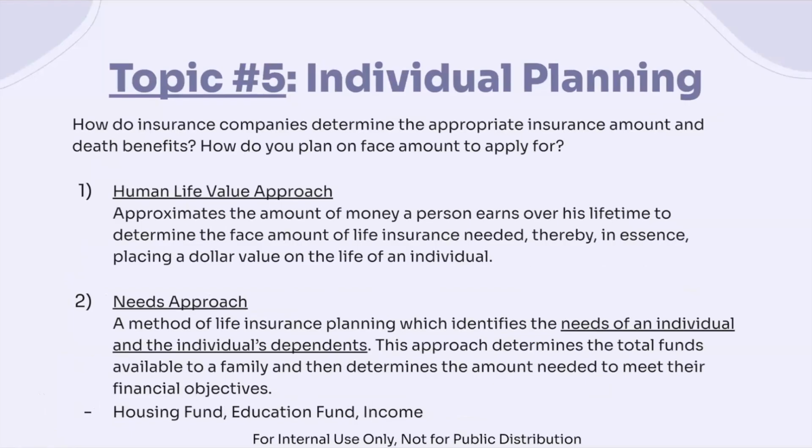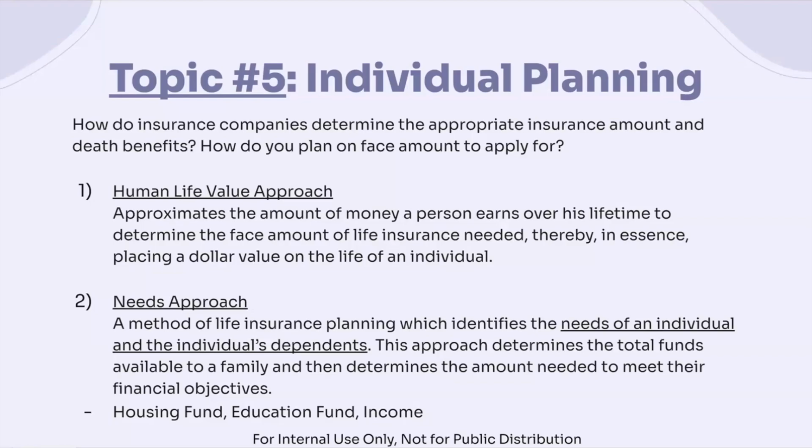And so individual planning is important because of one thing: how do we determine the appropriate insurance amount, the death benefits, the face value? The first approach is the human life value approach. We approximate the money that a person has earned over his or her lifetime to determine the face amount of insurance needed. So if you have earned more money, maybe you need less face amount, because your children won't be in a financially difficult situation, if you already have many existing assets, for example.